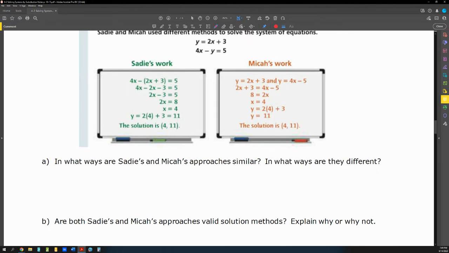what ways are they different? Take a moment and think. What do you think? How are they similar and how are they different? One way that I noticed that they're similar is that both used a form of substitution.